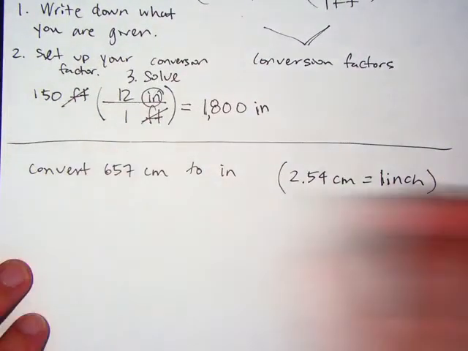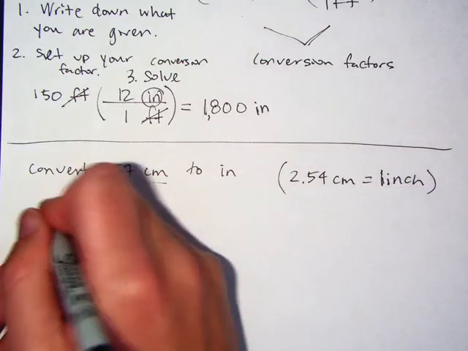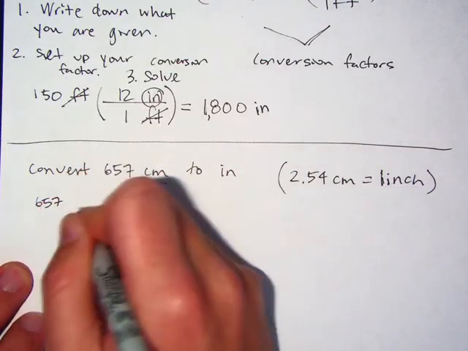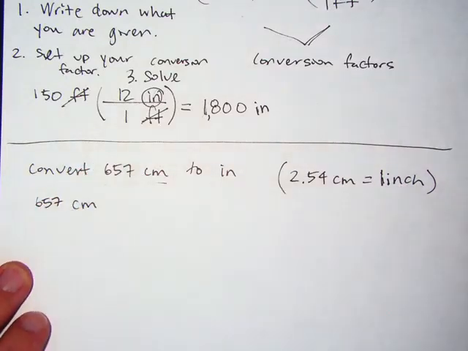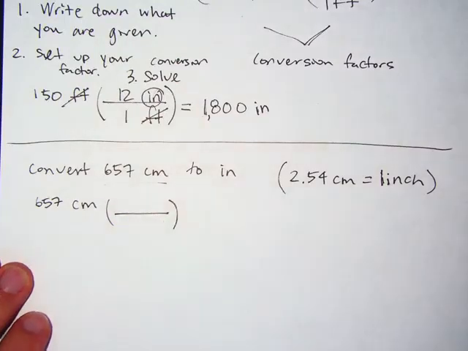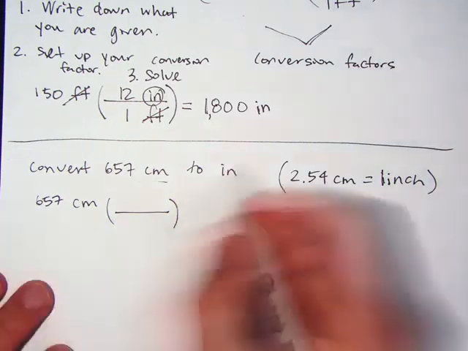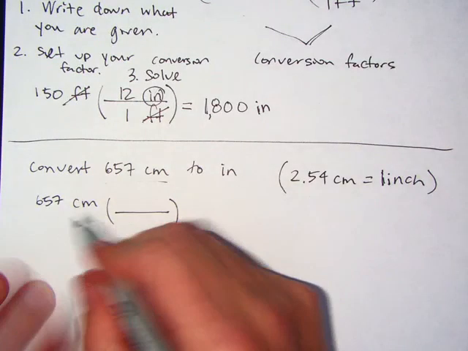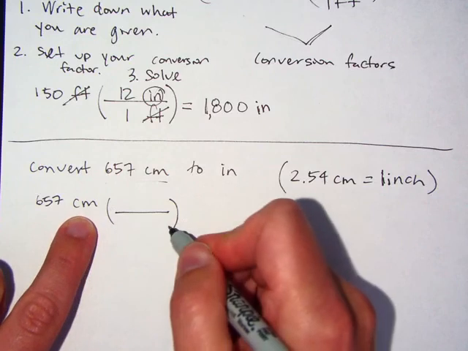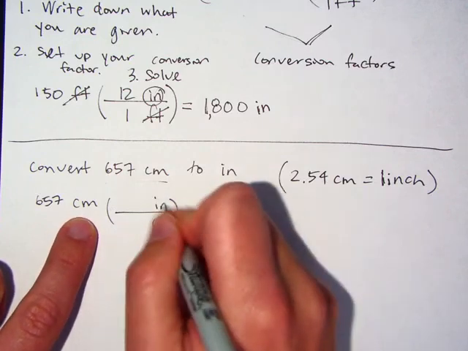Bless you. If you're following the steps, the first step is to write down what you're given. You're always given some number in the problem. So that is 657 centimeters. Then you've got some sort of conversion factor. Sometimes there can be more than one, and we'll get to that in a second. But let's do this problem. You have centimeters on top here, so what's got to go on bottom? Yeah, you got to cancel out. So centimeters has to go on bottom there, and inches have to go on top.